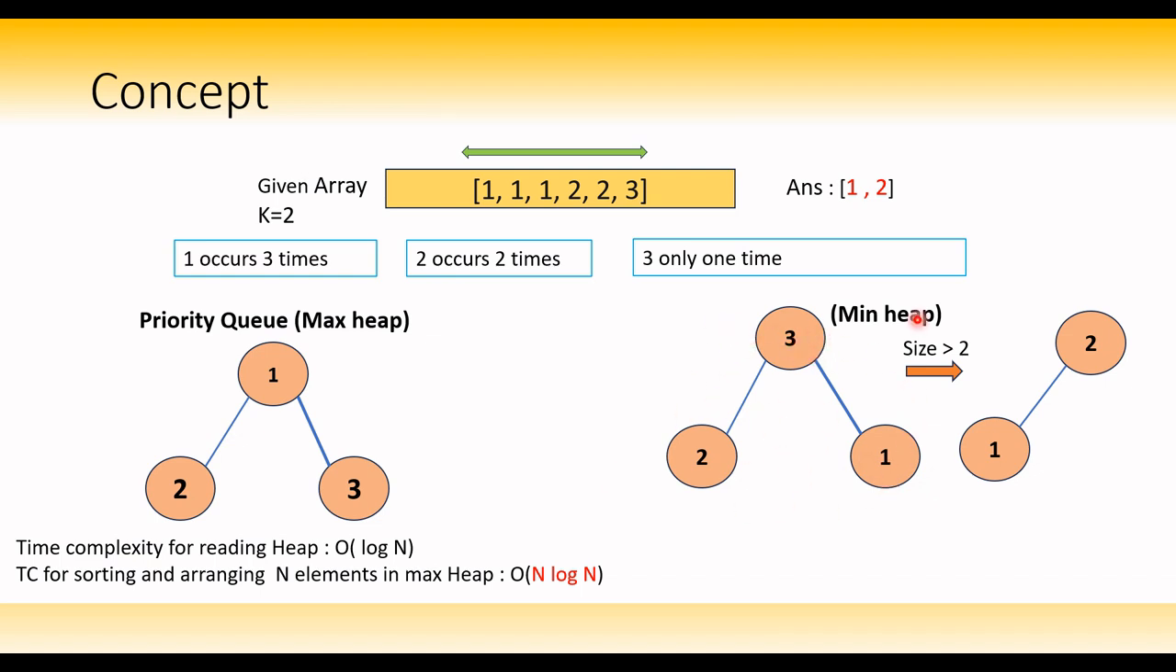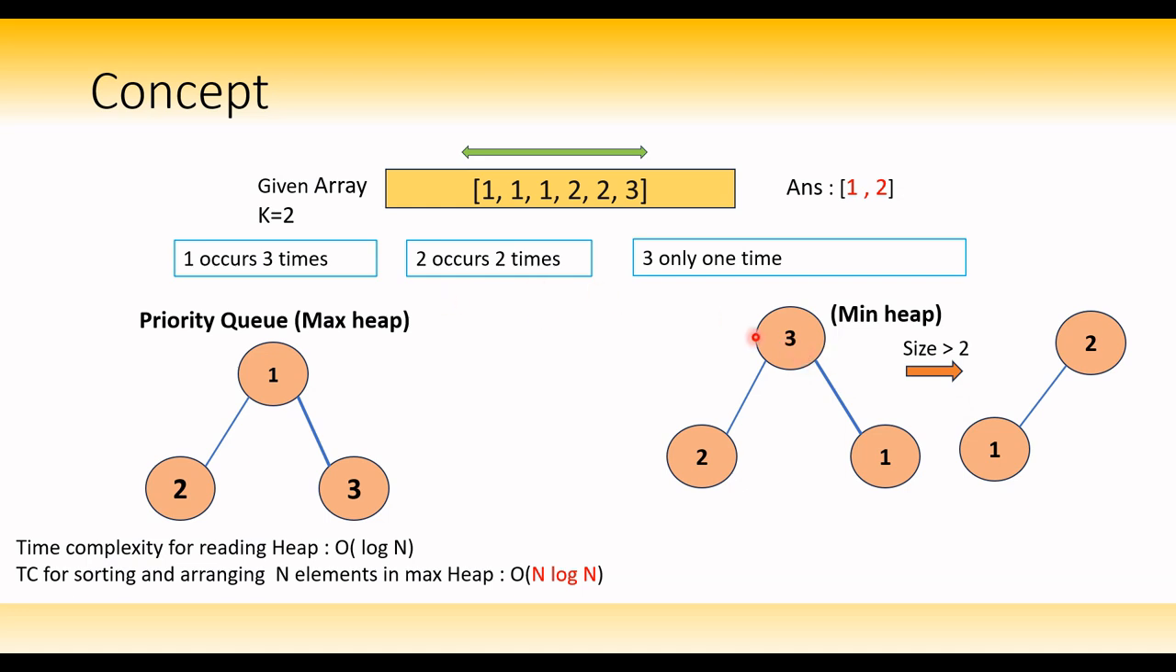And here the advantage of using min heap over max heap will be we can continuously monitor the size of our heap. So we know that our k value is 2. We just need the top two integers with highest occurrences. So if our tree, for example, first we'll add 1 in our heap, then we'll add 2, and then when we try to add 3, the size will become greater than 2. So what we need to do is we just need to pop this out.